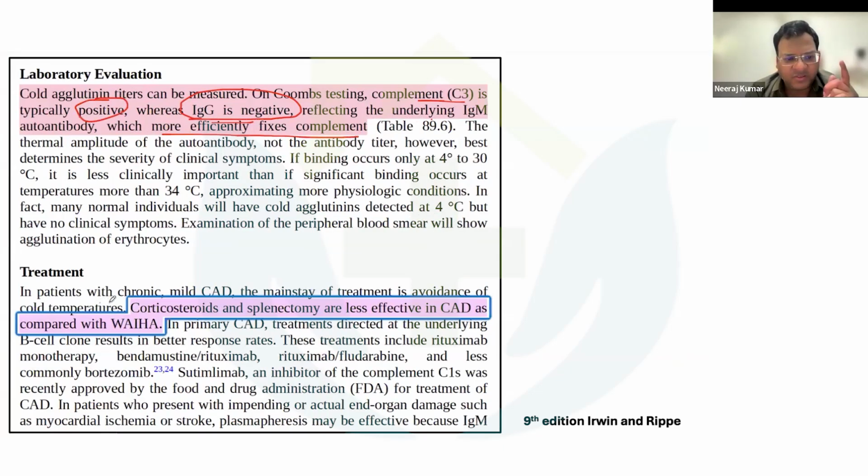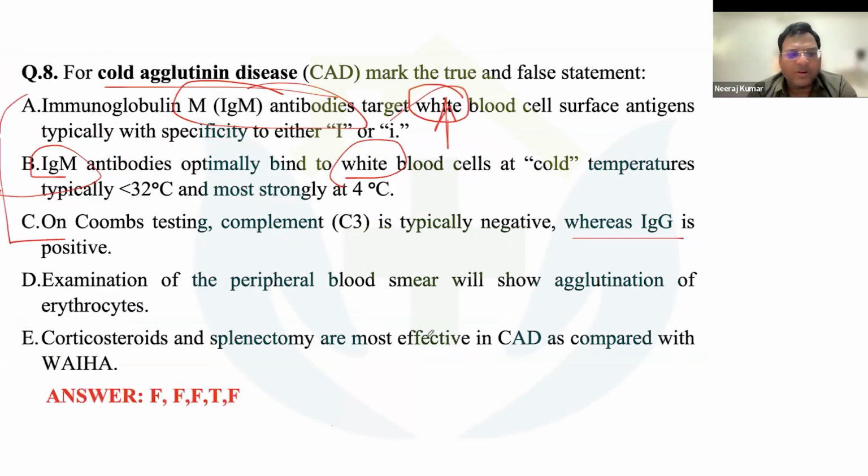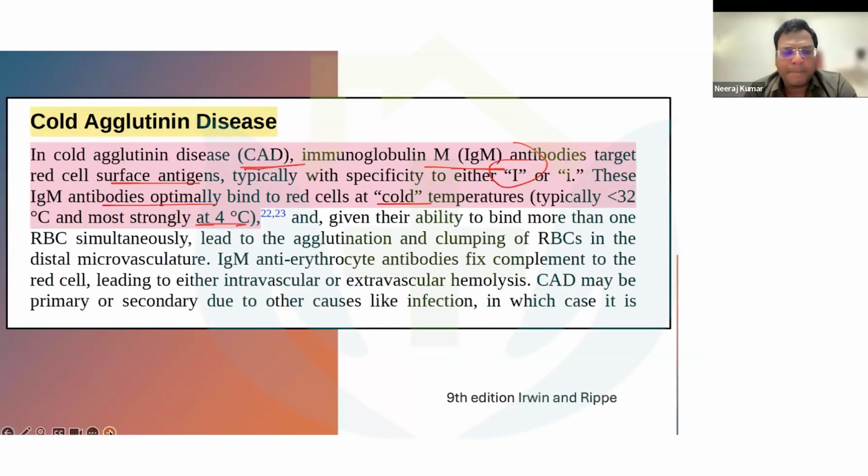And if you see the treatment, for mild CAD the mainstream treatment is to avoid cold temperature, less than 32 or up to 4 degrees Celsius. You can definitely add corticosteroids or do a splenectomy, but they are least effective in CAD as compared to warm autoimmune hemolytic anemia. So if you see an option saying corticosteroids are the most effective treatment in CAD, no, it is not. It is the least effective treatment. Now, on peripheral examination, I'll show you.